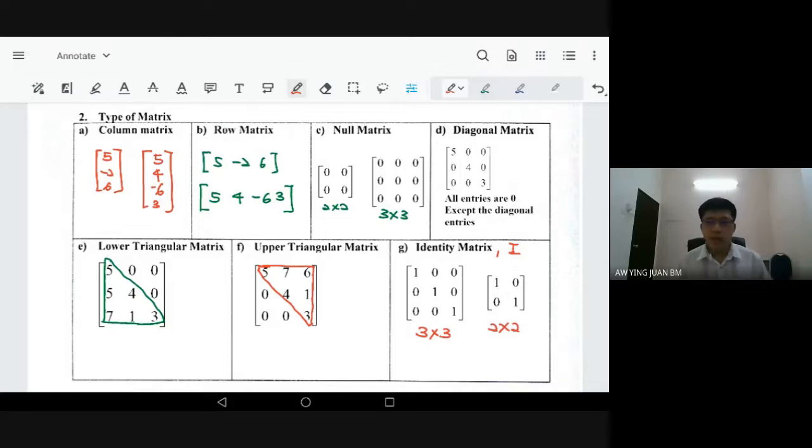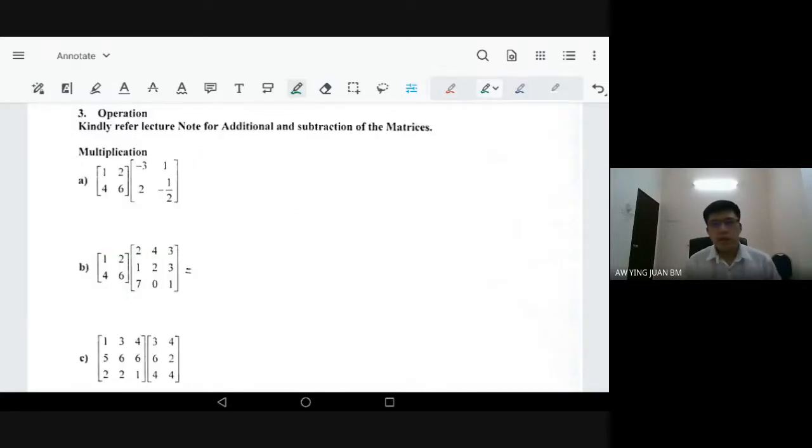So seterusnya kita akan bincang tentang operation dalam matrices. So sekarang kita berada di operation for matrices. So kali ini refers to lecture note for addition and subtraction of the matrices. Okay? So sekarang kita fokus multiplication. So bagaimana nak mula multiplication?